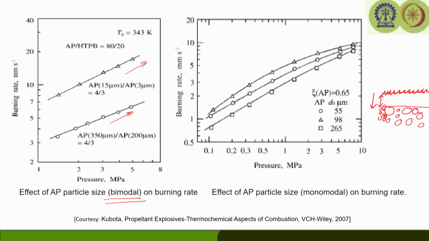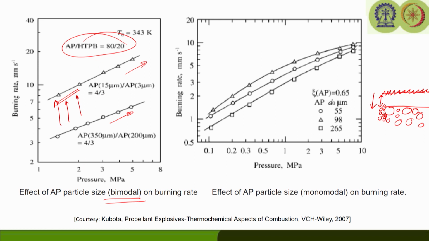In both cases burning rate is increasing with pressure, but for the bigger crystals we can see the burn rate is lower compared to the smaller crystals. Here the crystal size is a 15 micron and 3 micron combination, whereas this one is 350 and 200 micron. So, we can see the burn rate is going to increase as we make the AP crystal size lower. In both cases, the oxygen to fuel ratio is maintained at 80:20 AP by HTPB ratio. So, for the same oxygen to fuel ratio, while decreasing the size of the crystal, the burning rate is increasing.